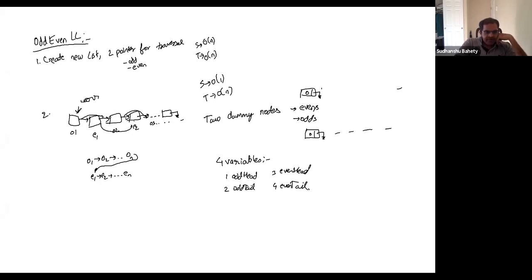As we progress, we will determine which list to put it in. If we are at the odd iteration, we will put it in the odd list. If we are in the even iteration, we'll put it in the even linked list. So is the solution clear? Like how we are going to do it?